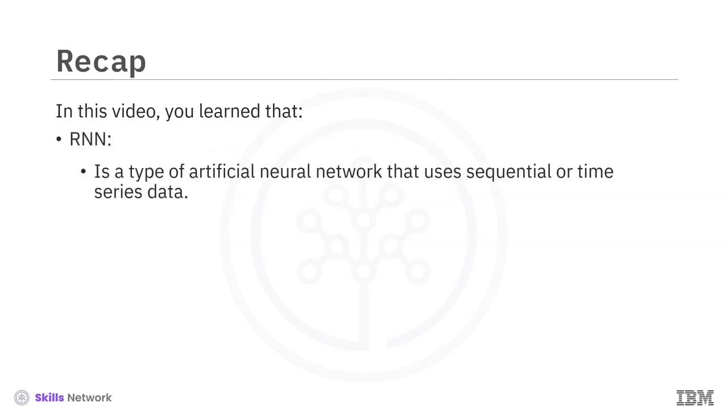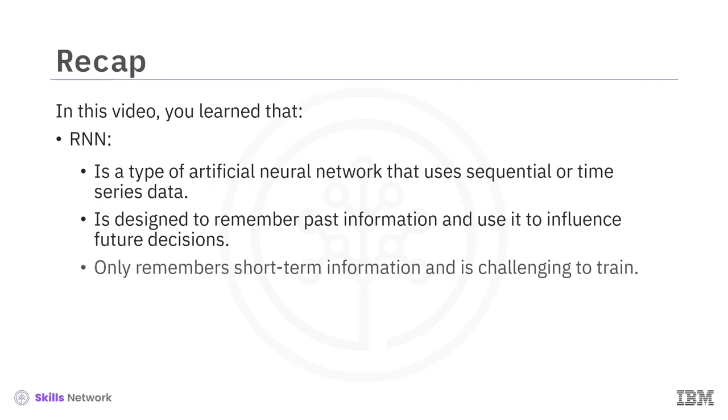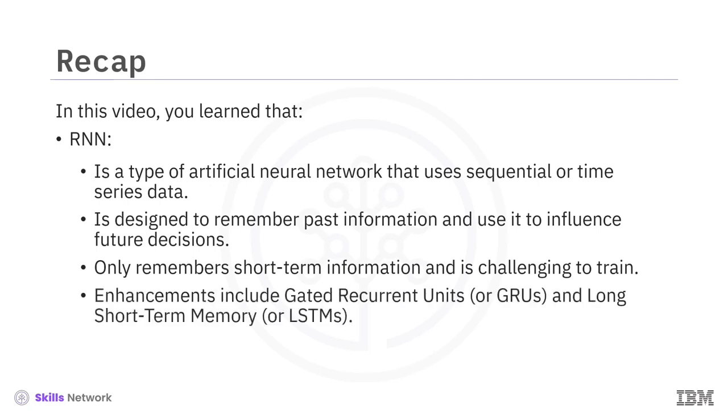RNN is a type of artificial neural network that uses sequential or time series data. It is designed to remember past information and use it to influence future decisions. RNNs only remember short-term information and are challenging to train. Two popular RNN enhancements are gated recurrent units, or GRUs, and long short-term memory, or LSTMs.